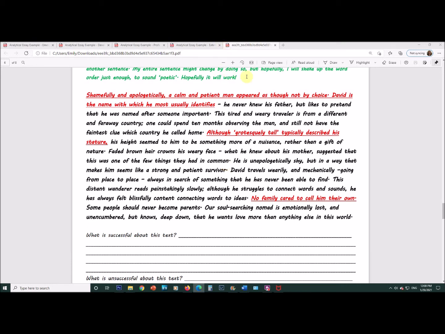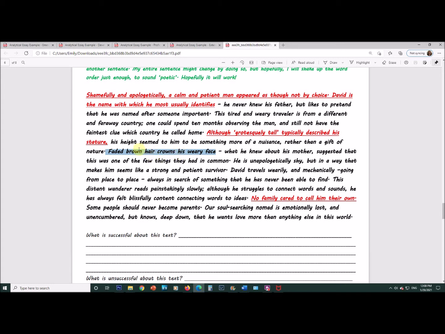Let me just give you an example that would be silly. If it was, let's say, faded brown hair crowns his weary face, you're not going to say face weary his crowns hair brown faded. That's not what I mean. You're not just going to take the words and put them in a weird order. You could either say faded brown hair crowns his weary face. You could switch it as his weary face was crowned by faded hair, or crowning his weary face, faded brown hair fell down like a waterfall, right?